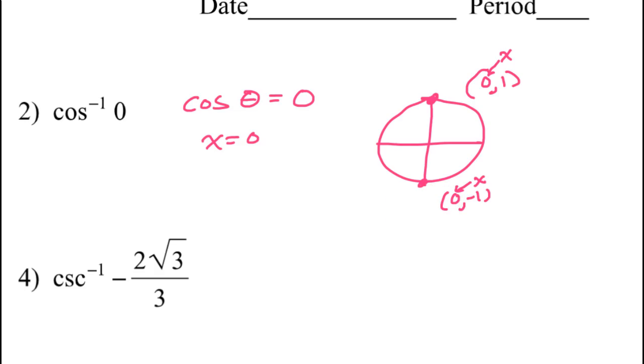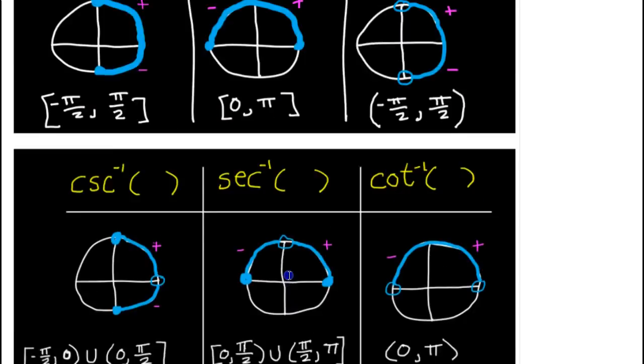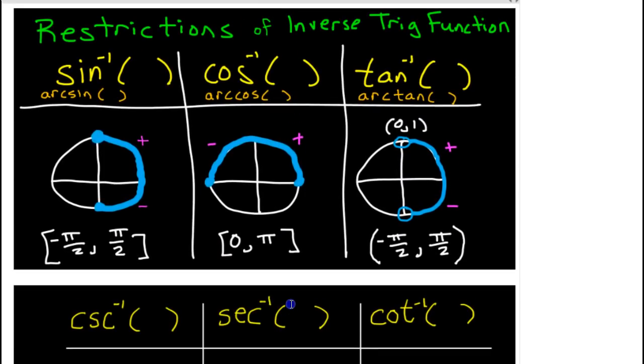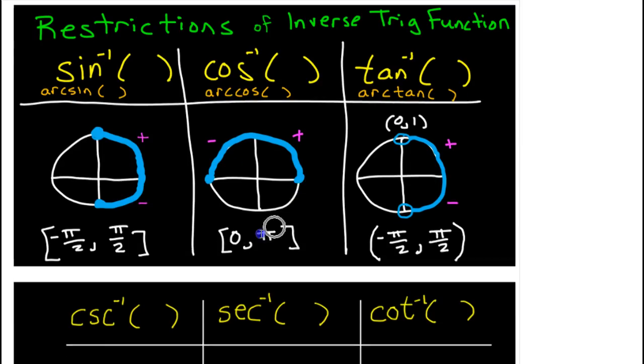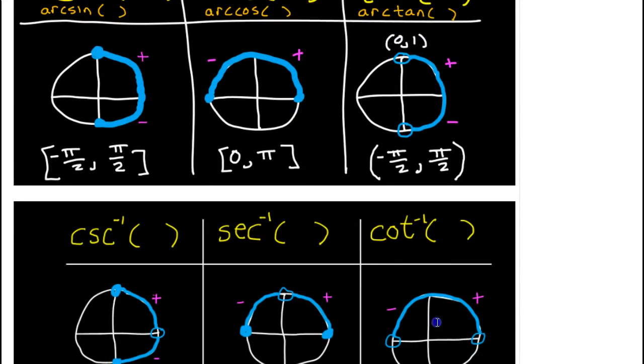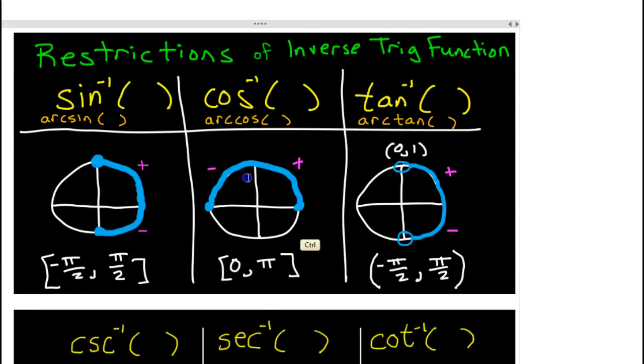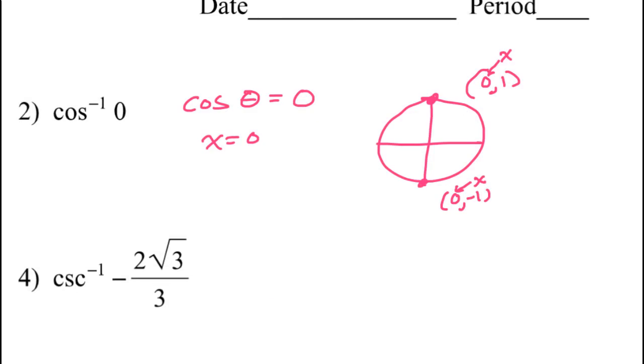So again, we have our restrictions. So this time we're talking about the restriction on inverse cosine. And similar to inverse cotangent, the inverse cosine is only defined on the top half of the circle from 0 to pi. So for that reason, we're going to pick the one at the top. So the answer is pi over 2 again.